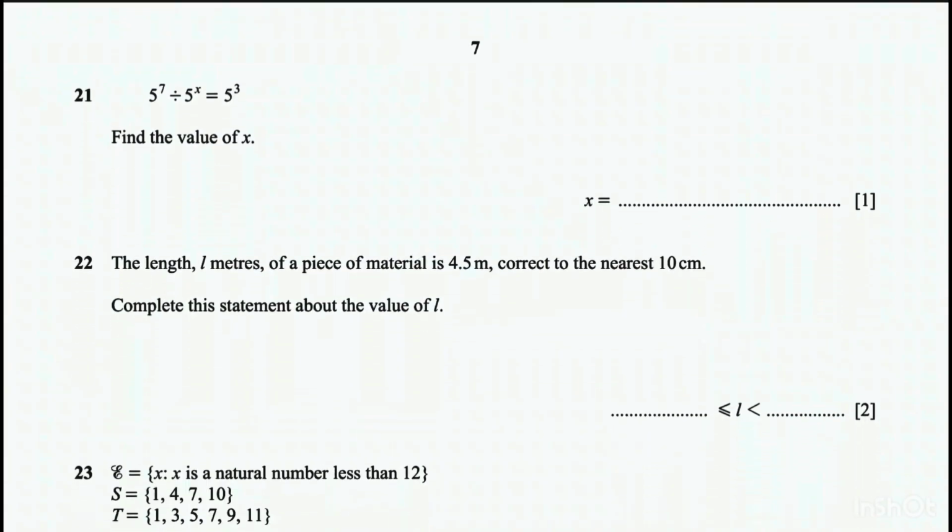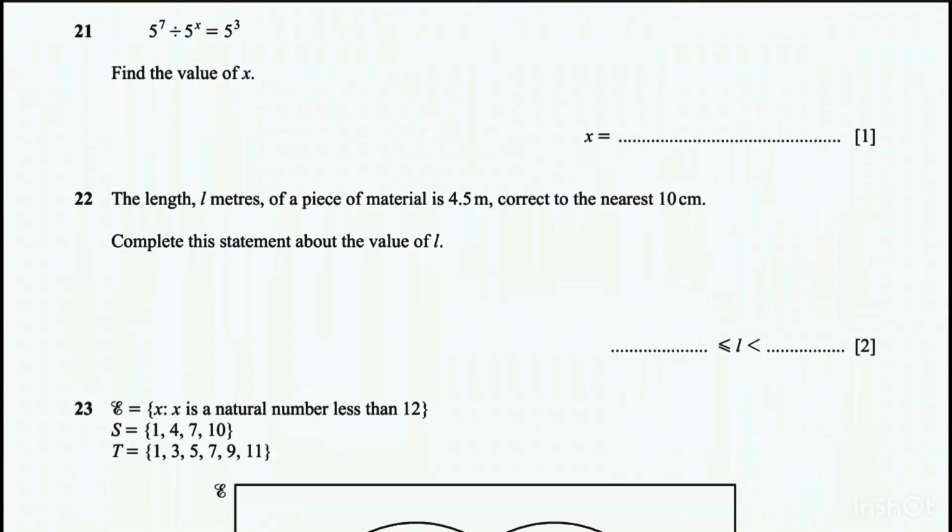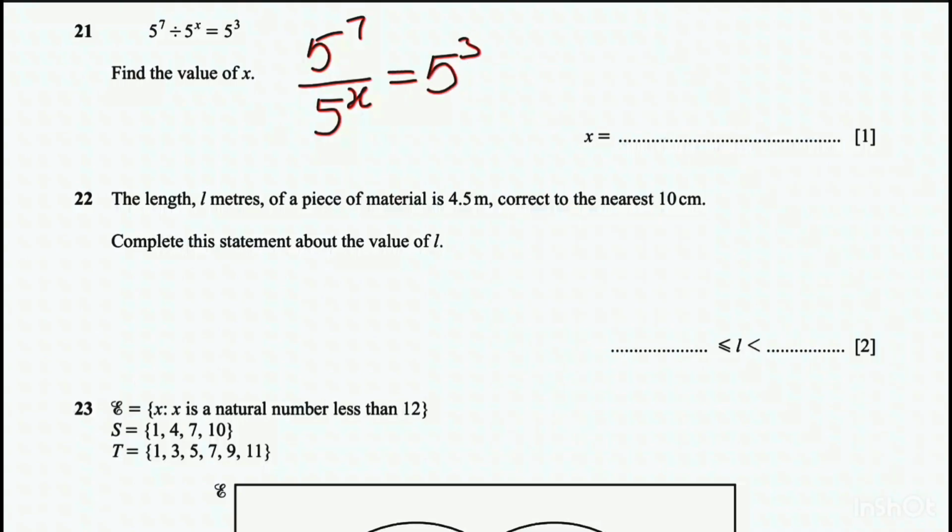Next is the exponential form. In this exponential form, we have to find the unknown x. It is written 5 power 7 divided by 5 power x. We write them in fraction. On the right hand side, 5 power 3 is written.